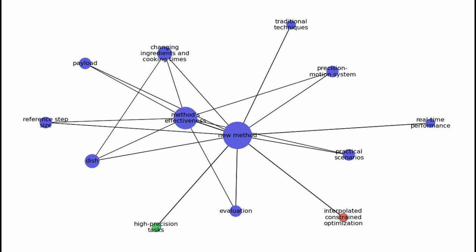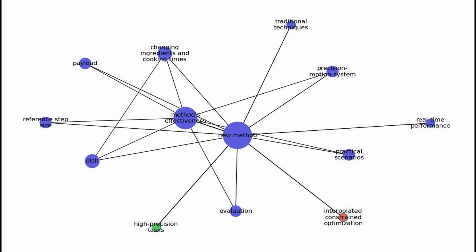This evaluation is like testing a new recipe in a bustling restaurant to see how well it works with actual customers. To assess the method's effectiveness, the researchers modified factors such as the payload, the weight being moved, and the reference step size, how far the system moves with each command. This is similar to changing the ingredients and cooking times in a recipe to see how the dish turns out under different conditions. The performance of the new approach was compared against a traditional method based on interpolated constrained optimization.